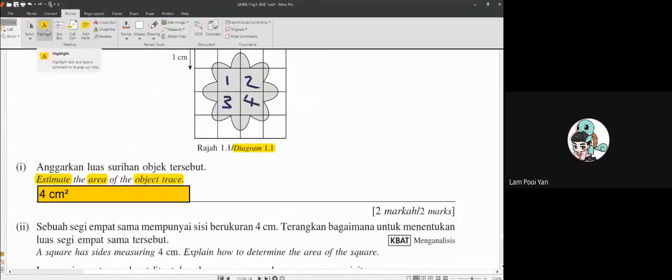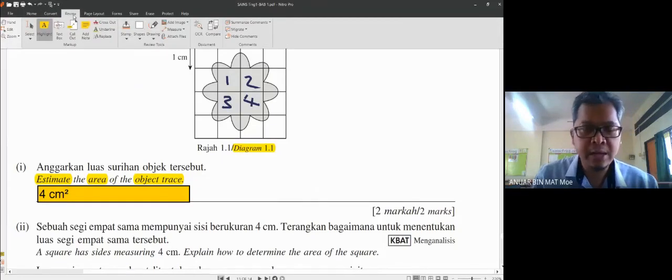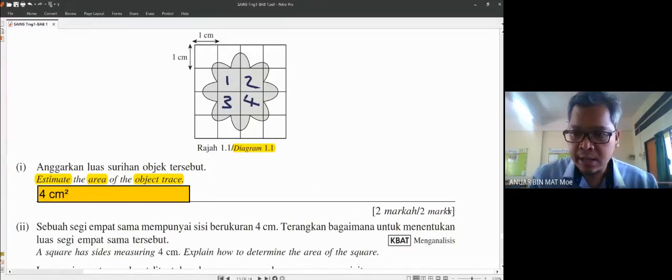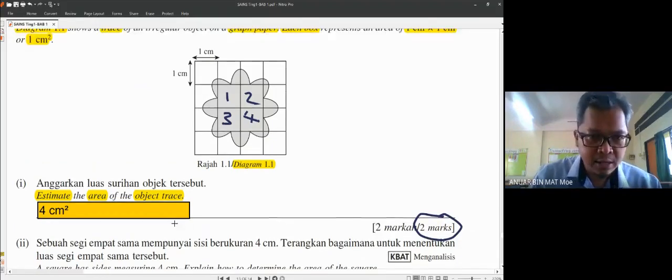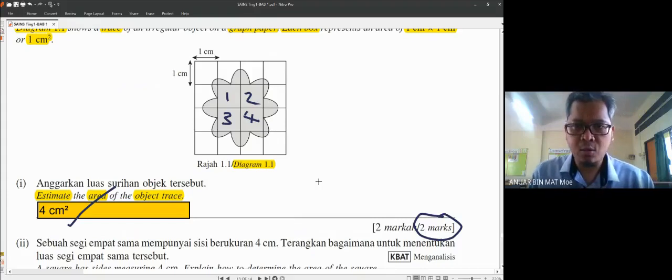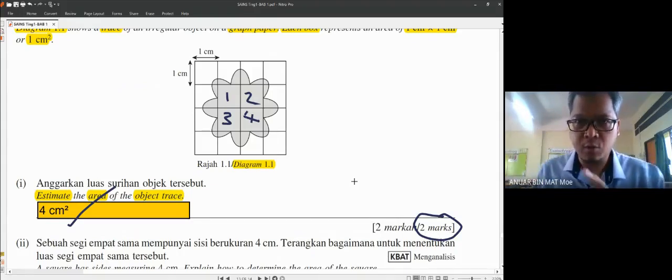Okay, very good. So you can see here, before you answer the question, please be aware of the marks given here. 2 marks here. 2 marks mean what? Number 1, the answer in 2A1 here, this is 1 mark. And then what do you think the other mark is for? The other mark, for 1 more mark, is you do what?